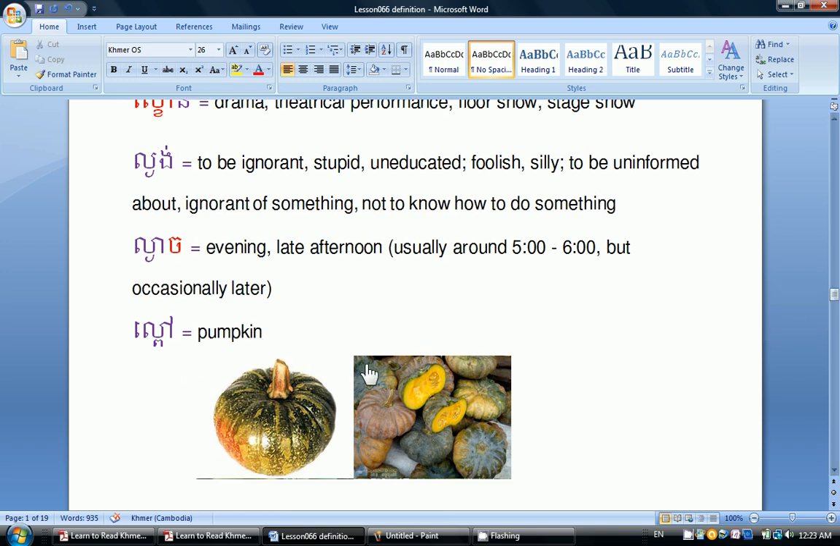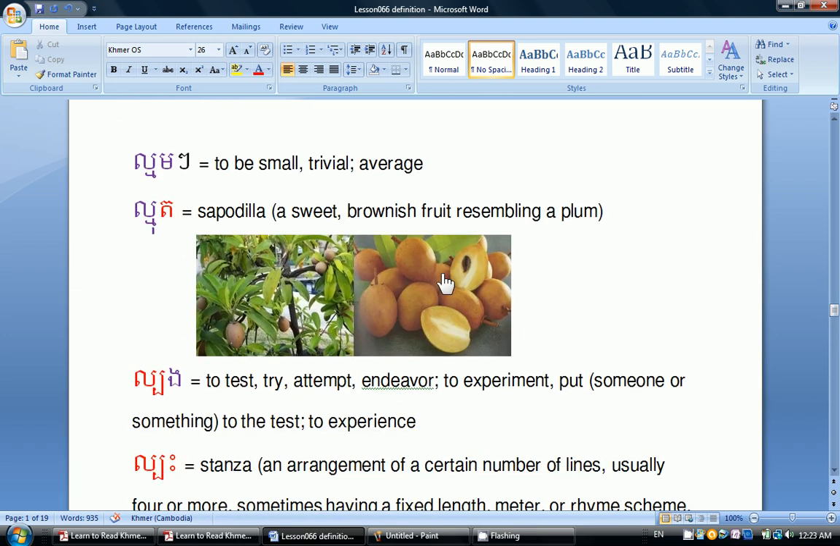Lepo is a pumpkin. Here is lepo. Lemom means to be small, to be trivial, or average. Lemot is a sapodilla, which is a sweet brownish fruit resembling a plum. Here's a picture of lemot. Lemong means to test, to try, to attempt, to endeavor, to experiment, to put someone or something to the test, or to experience.